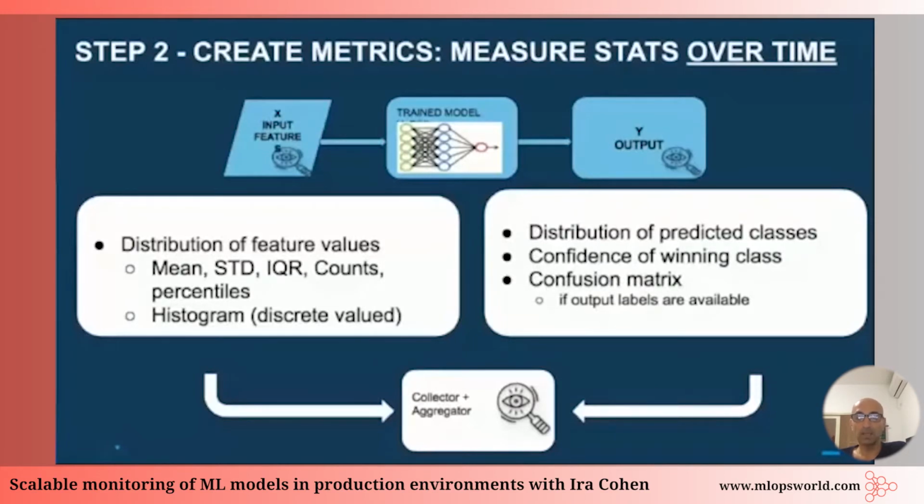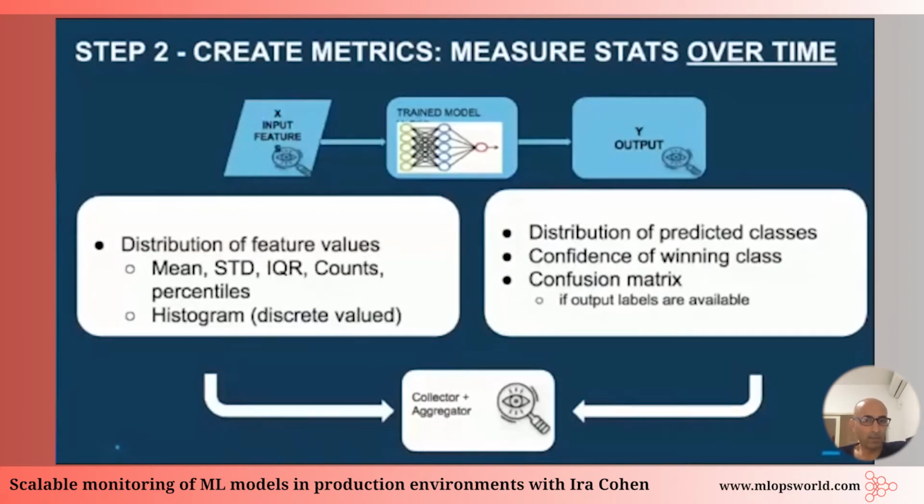And then if you have output labels available, and in some cases you might be able to obtain the true label after a while, you also want to collect the confusion metrics, because that will tell you whether your classifier is really degrading or not. The confusion metrics is definitely available when you're doing the training and testing phases of your models. It's not always available in production itself. But you can gain a lot of insights from looking at the other two, the distribution of predicted classes and the confidence of the winning classes.